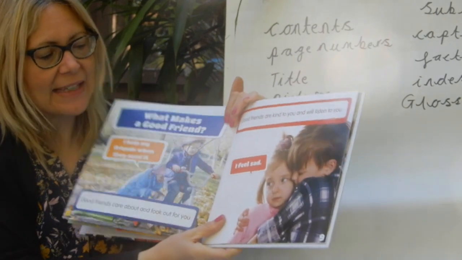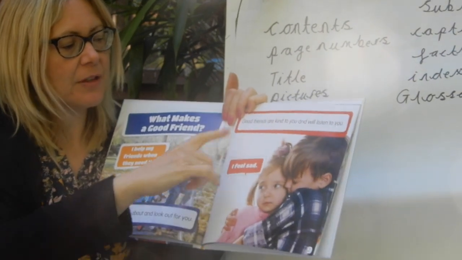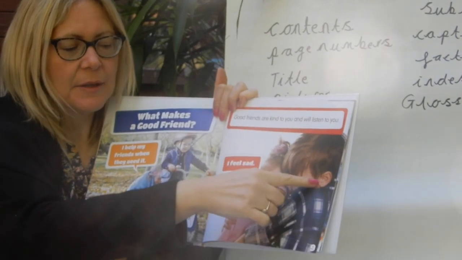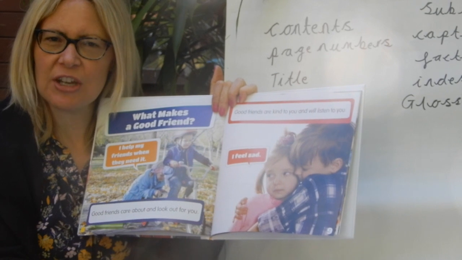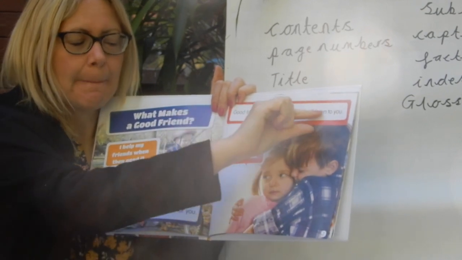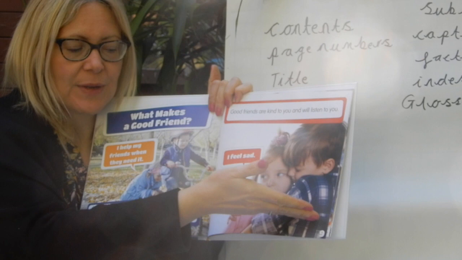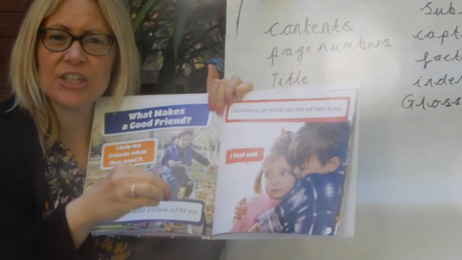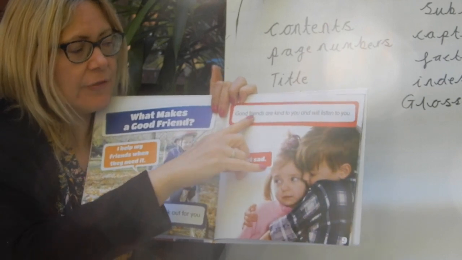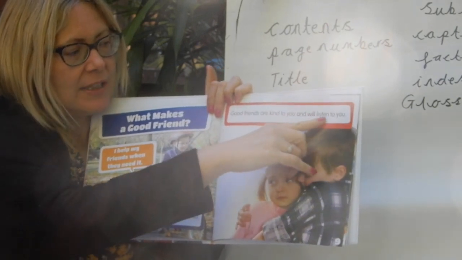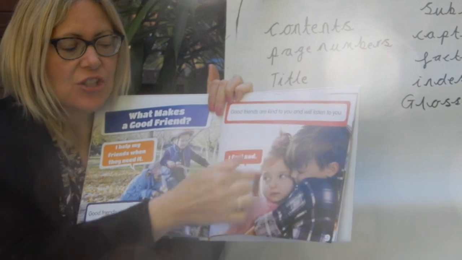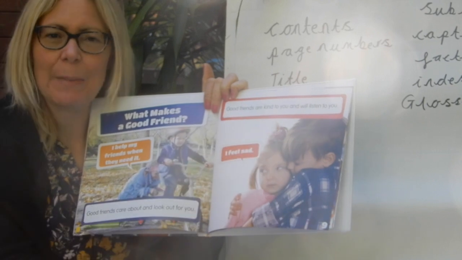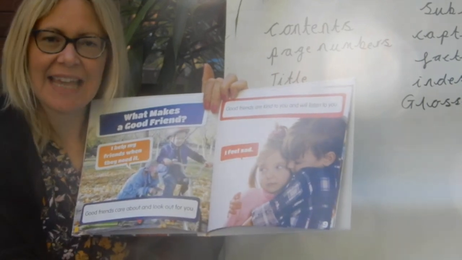Sometimes a picture might have a caption. So I feel that this is the caption here for this picture. So it shows a picture, but you might think, well, what's going on in that picture? So you often have a caption, maybe at the top of it, next to it, or underneath it, and it tells you a bit about what that picture is particularly showing you. My caption says, good friends are kind to you and will listen to you. And so it's just showing a picture of good friends being kind because they're having a hug. So it explains what's happening in the picture, and that is a caption.